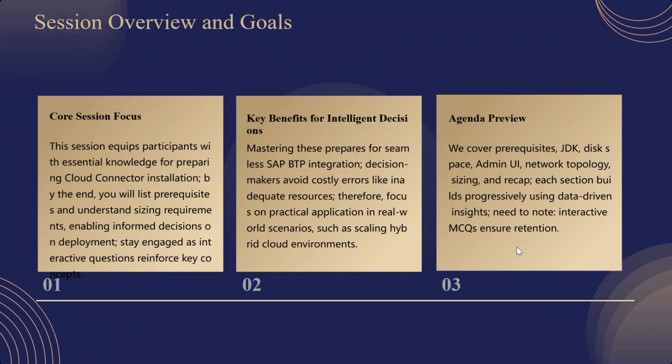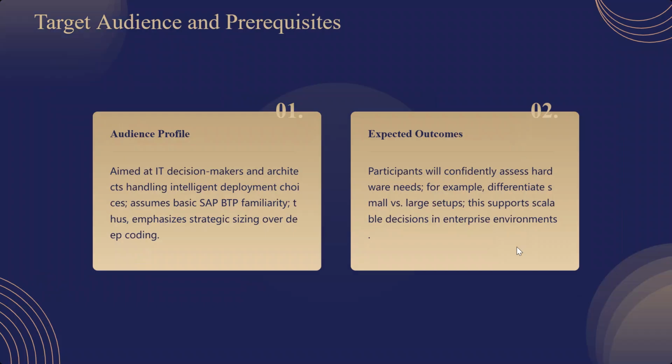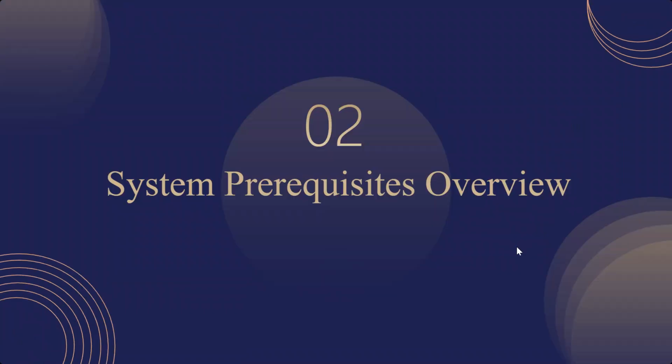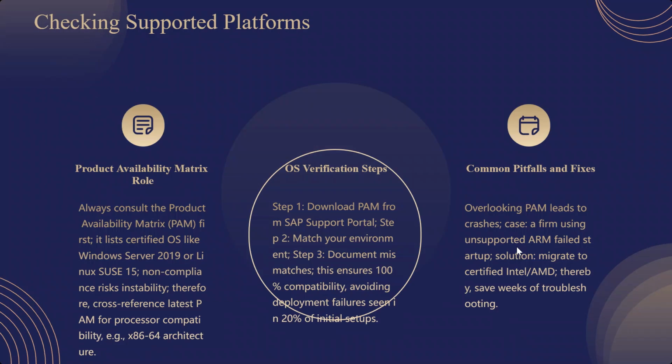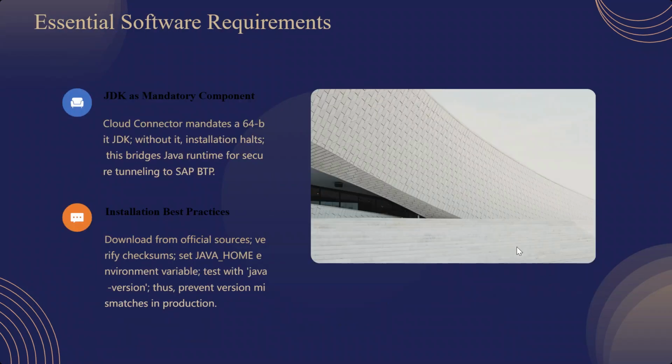First, you must check supported operating systems and processors from the Product Availability Matrix. Next, very important, the Cloud Connector requires a JDK. Supported JDKs include SAP JVM 64-bit version 8 (recommended), SAP Machine 64-bit version 17, and Oracle JDK 64-bit version 8.